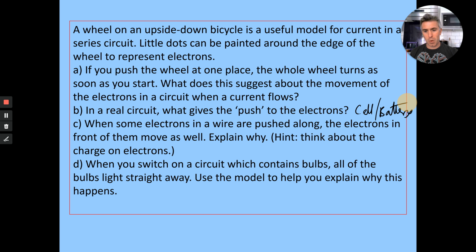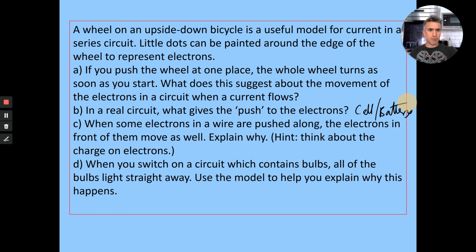When you switch on a switch which contains bulbs, all of the bulbs light straight away. Try and use the model to explain why this is. And I suppose that's kind of like when you're all queuing to go in somewhere, there's a big queue, and no one's moving.